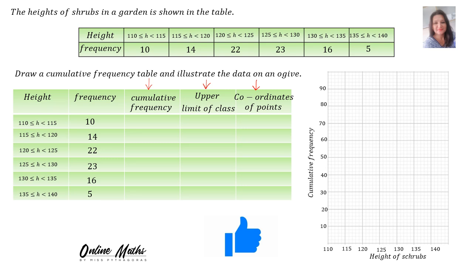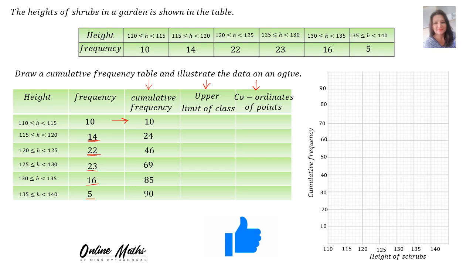The first entry in your cumulative frequency column is the first frequency, which is 10. Then cumulative means you add. So 10 plus 14 is 24. Then 24 plus 22 is 46. 46 plus 23 is 69. 69 plus 16 is 85. 85 plus 5 is 90.